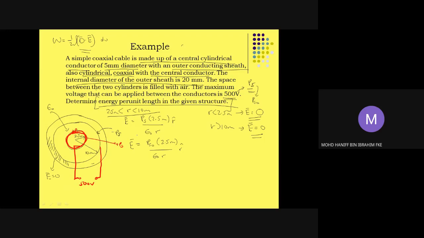To find the energy of the given structure, we just need to consider the E field between 2.5 and 10 millimeter, because there is no electric field elsewhere. Less than 2.5 it is 0, bigger than 10 is also 0, so you don't have to consider these two regions. Our concern is only between R of 2.5 millimeter and 10 millimeter, the region of interest for calculating the energy, since the electric field is 0 in other regions.